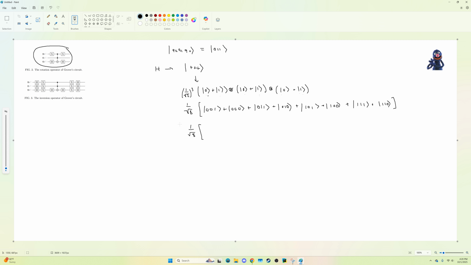Okay. And now we apply Hadamard onto the first entry. So Hadamard onto the first entry, the second qubit, but the leftmost entry, will give us, and I'm just going to write it out because it might be faster, plus 0, 1, plus 0, 0, plus 1, 1, plus 1, 0, plus minus 0, 1, plus minus 0, 0, plus minus 1, 1, plus minus 1, 0.